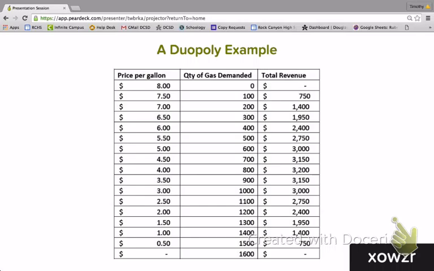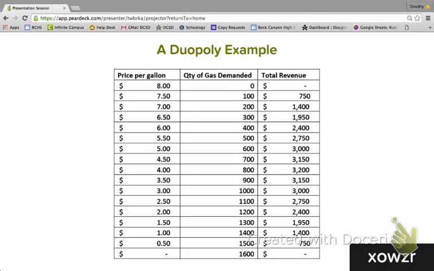If these station owners operated in a perfectly competitive world, price would be equal to marginal cost, and therefore they would sell their gasoline for $1 a gallon. In this case, the firms would split $1,400 of total revenue, because you can see from the table that if the price of gas was $1, 1,400 gallons would be sold, and total revenue would be $1,400, and therefore if you split it in half, each firm would be earning $700 apiece.